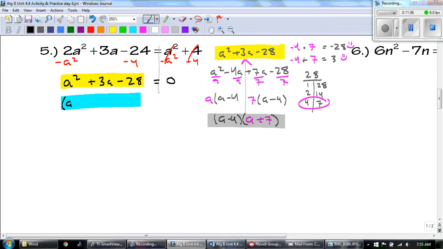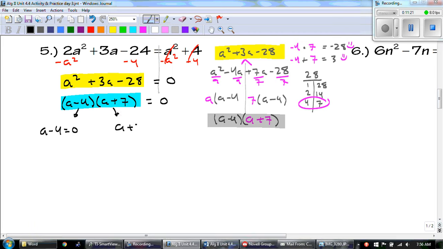Okay, so you should have gotten a minus 4 and a plus 7 as your two binomials. And then the last step, we're going to solve everything that has a variable, okay? So a equals 4 and a equals negative 7. So we get our final answer, putting them in numerical order.